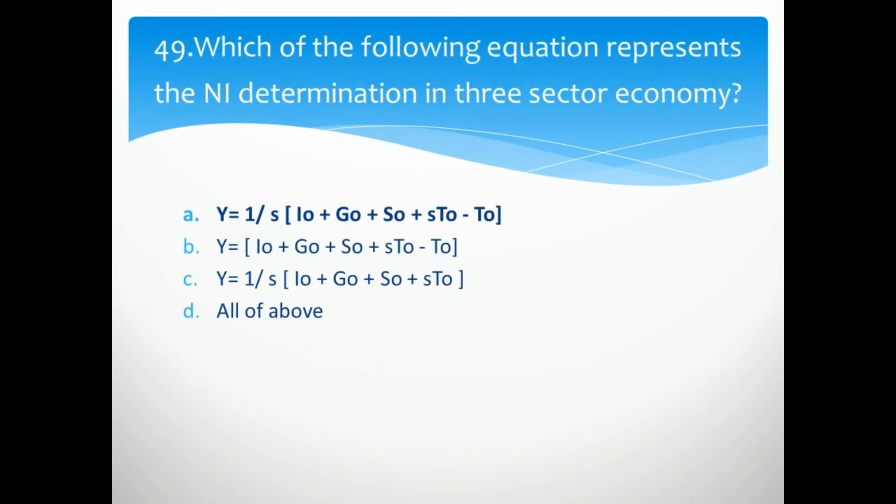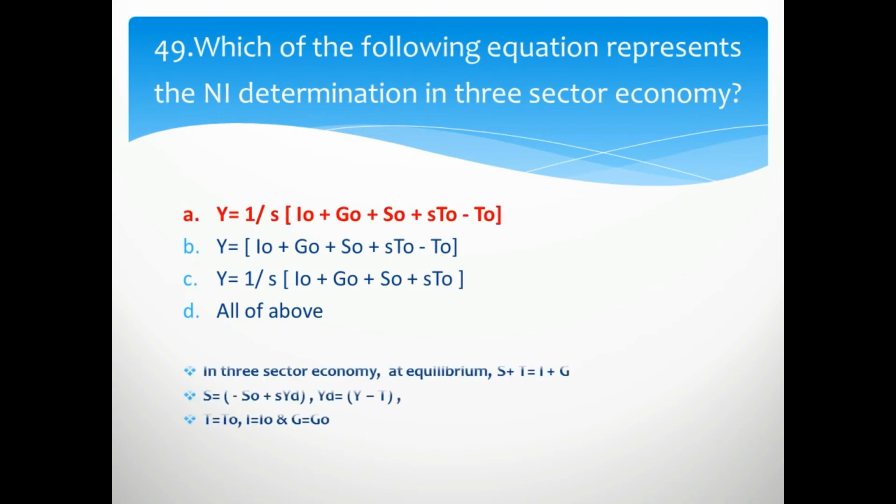Which of the following equations represents the national income determination in three sector economy? Now it is according to the saving investment method. The right option is A1. When a saving investment method question comes, we will start with S + T = I + G. In the two sector economy we started with S = I, and in this three sector economy we start with S + T = I + G.